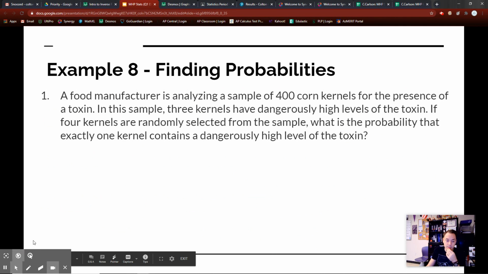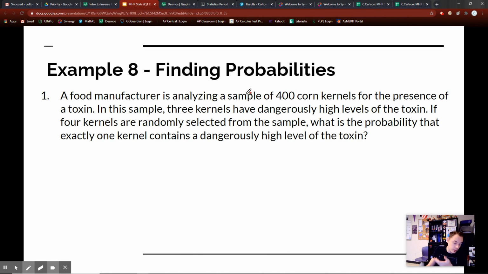We'll go through them. So a food manufacturer is analyzing a sample of 400 corn kernels for the presence of a toxin. In this example, 3 kernels out of the 400 have dangerously high levels of the toxin. Now, if 4 kernels, just random kernels, are randomly selected from the sample, what is the probability that exactly 1 kernel contains a dangerously high level of toxin? So how do we even go about this? I'm going to try to do it in steps again.